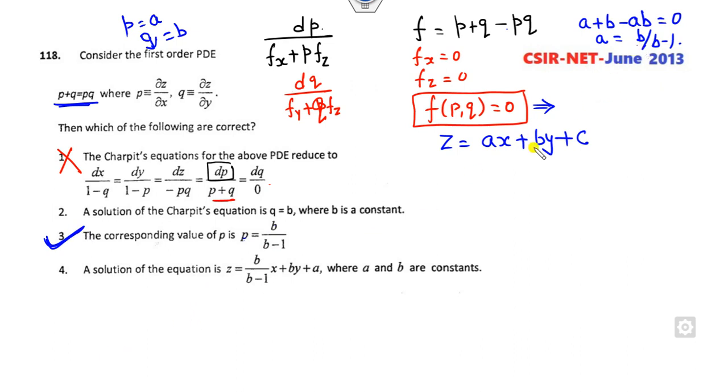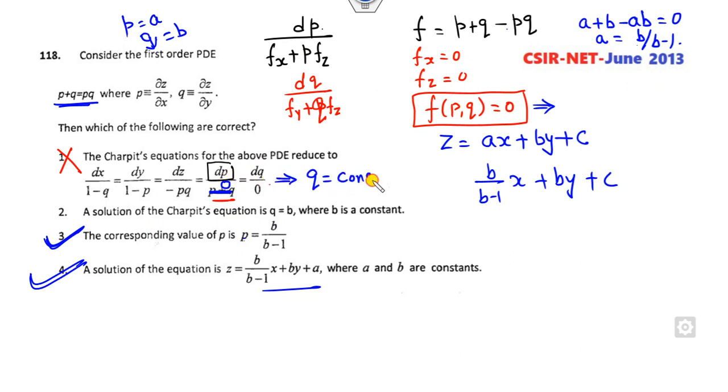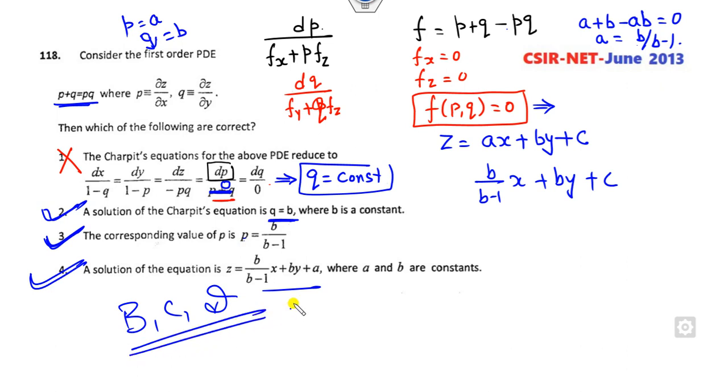If I substitute the value of a here, this is b over b minus 1 times x plus by plus c, again a correct answer. So now we have a solution of the Charpit equation. When you equate these two equations, from here you can see q is my constant because dq is 0. So the right answers are B, C and D.